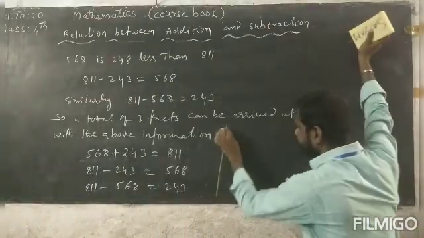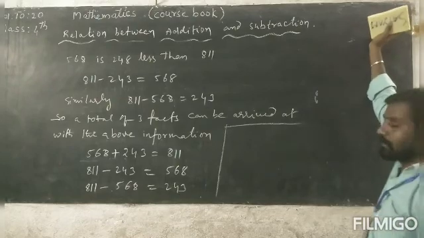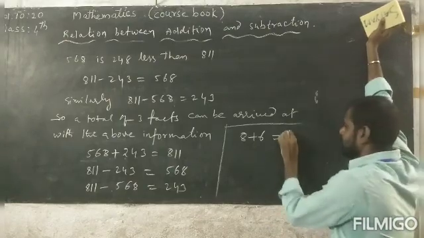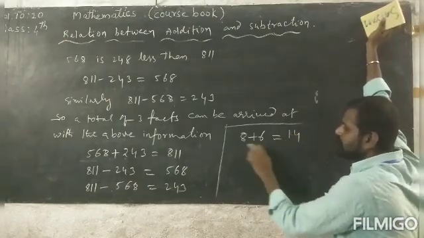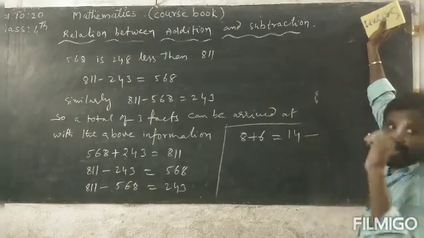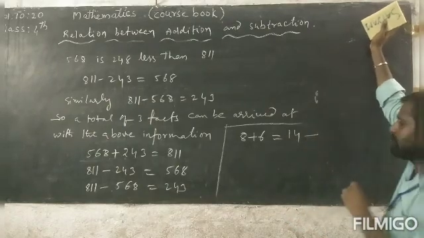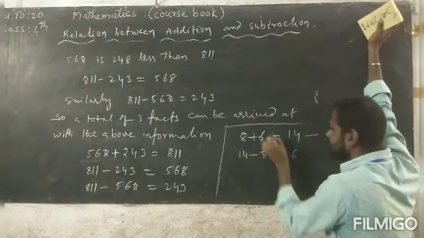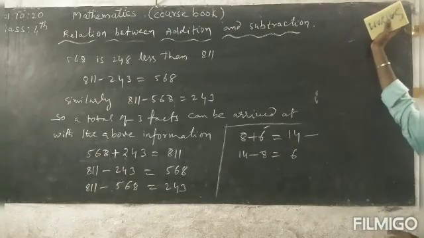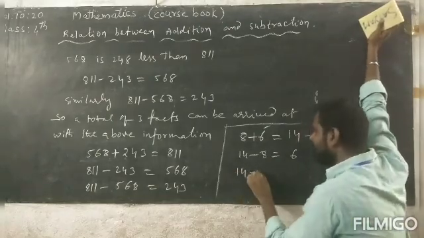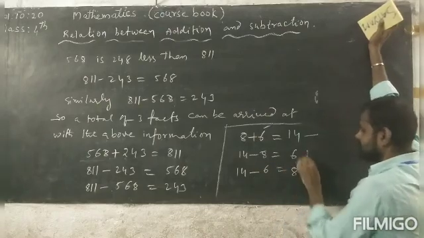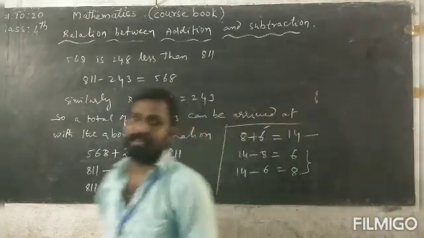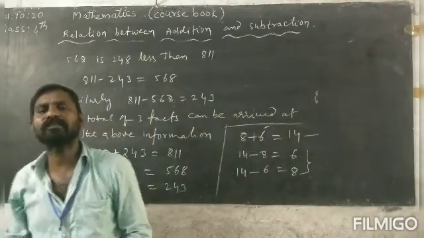See here, look at the blackboard everybody. 8 plus 6, what do you get, beta? 14. So if we add 2 numbers, you get 14. One addition fact can give 2 subtraction facts. See here, 14 minus 8, what do we get, beta? 6. One fact is coming. Next, 14 minus 6, you get 8. This is the relation between addition and subtraction. One addition fact can give 2 subtraction facts.